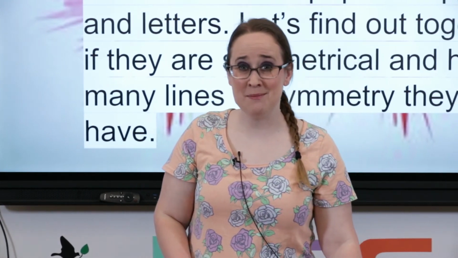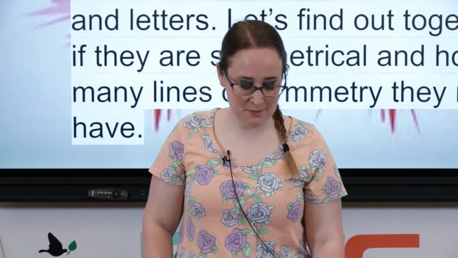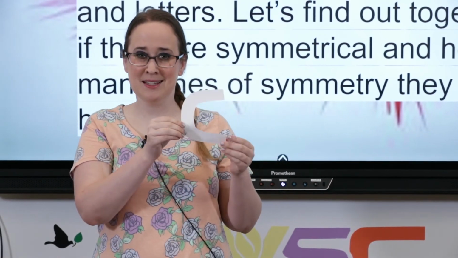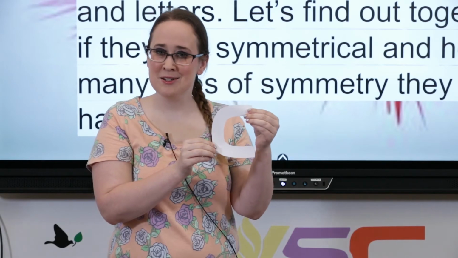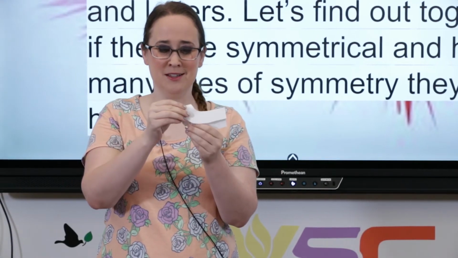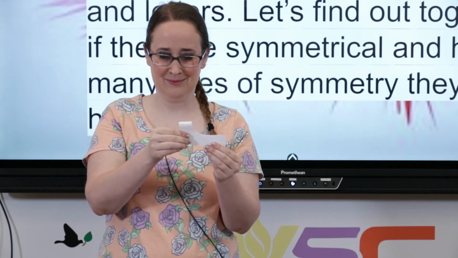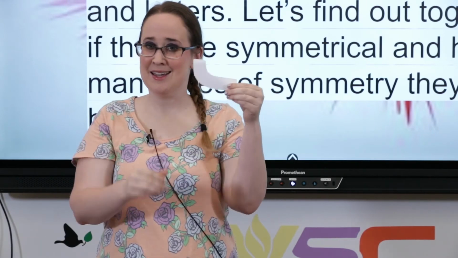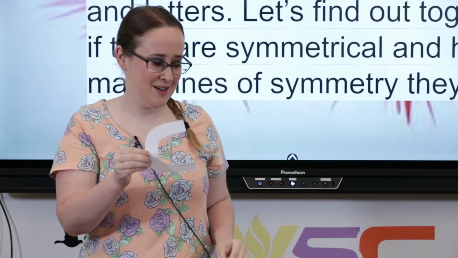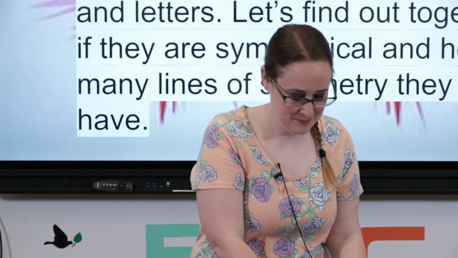Not only do shapes have lines of symmetry, but sometimes letters do as well. Here's the letter C. The letter C has one line of symmetry. If you fold it horizontally, it matches up. Let's look at another letter.